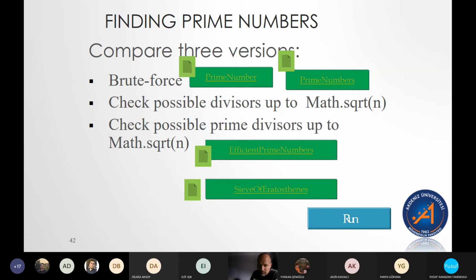If 137 wasn't divisible by 2, I don't need to check if it's divisible by 4 or 6 or 8 or 10, right? Because if it was divisible by any of those, by 4, 6, 8, or 10, it would have already been divisible by 2, right?